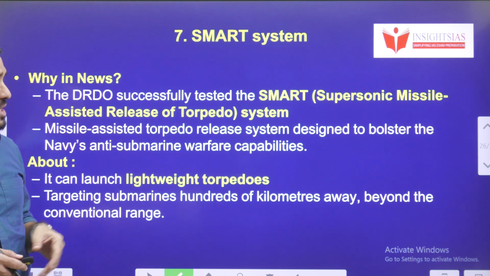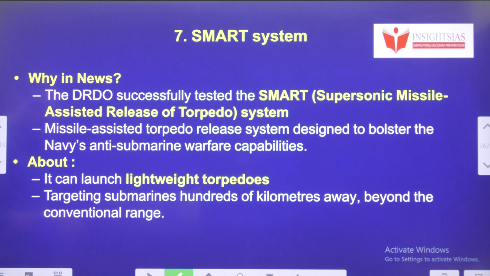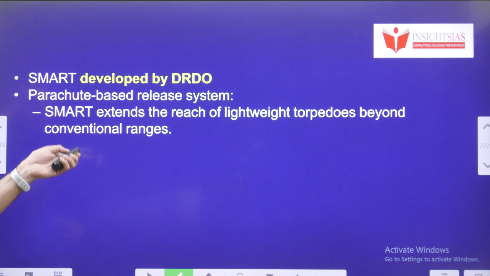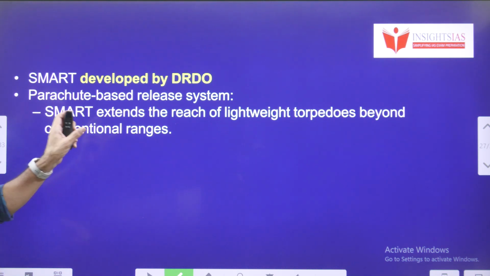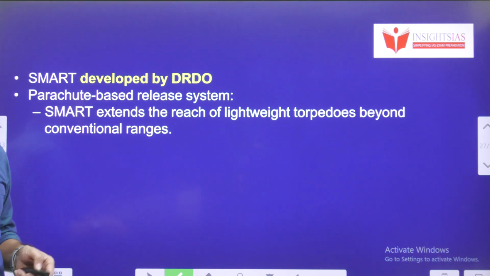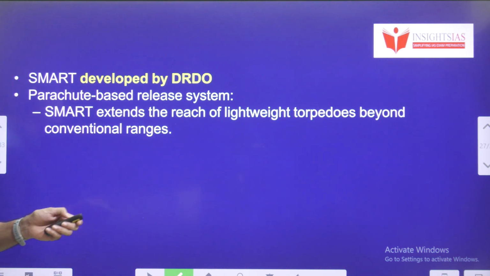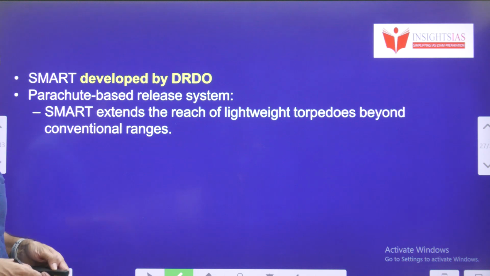DRDO successfully tested SMART, Supersonic Missile Assisted Release of Torpedoes. They are mainly designed to enhance the Navy's anti-submarine warfare capabilities. These are lightweight torpedoes, and they use a parachute based release system developed by DRDO. SMART extends the reach of lightweight torpedoes beyond the conventional range, like I told earlier.